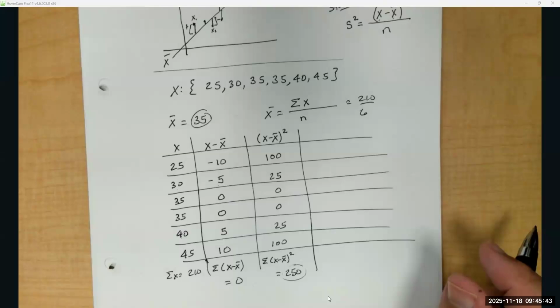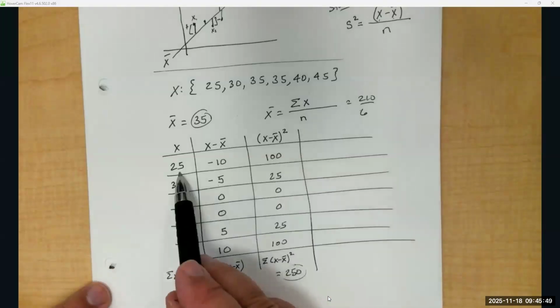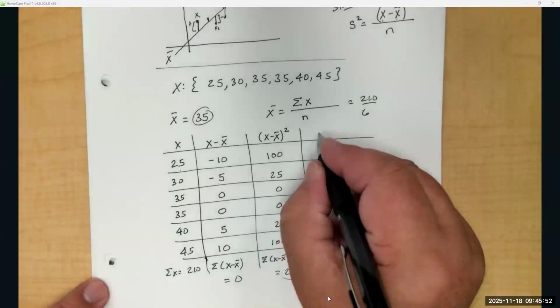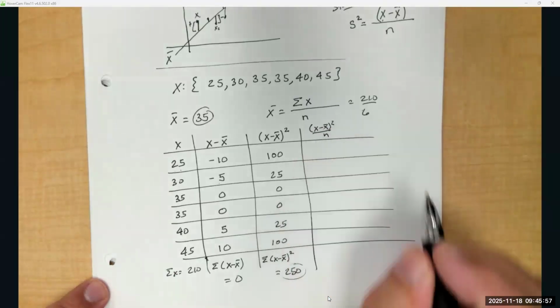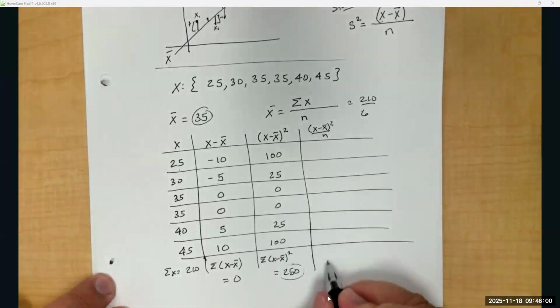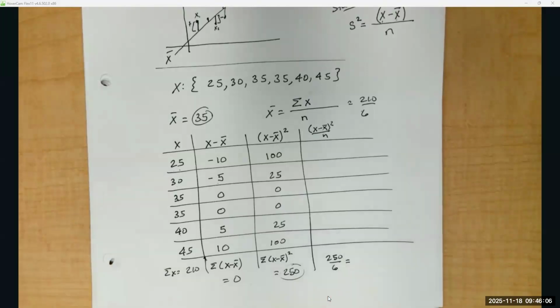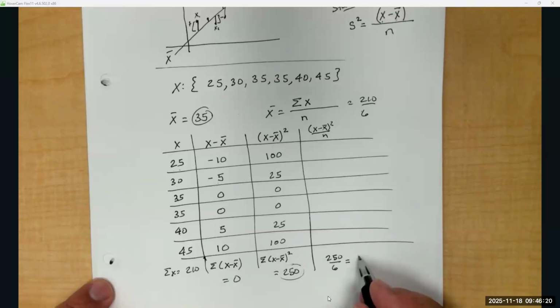Divide by n. We're going to look at the average of these distances. Remember, each of these are distances, how far the number is from the mean. So let's divide by n. So we have 250 divided by 6 equals 41.7.